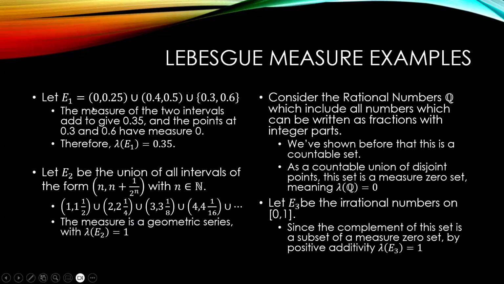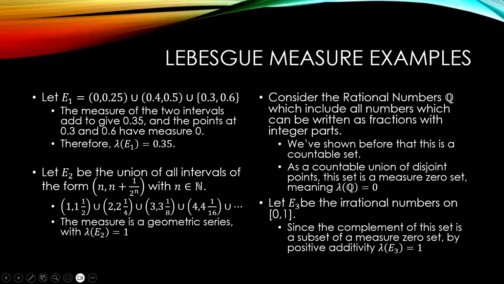For simple sets like this one, let E1 be 0 to 0.25, 0.4 to 0.5, and then these two individual points. Well, we can just measure the two intervals and add them together. And that's what our Lebesgue measure will give us. In this case, the measure would be 0.25 plus 0.1, which is 0.35.